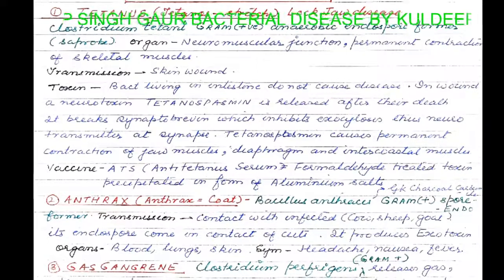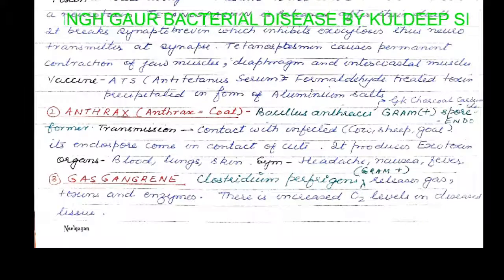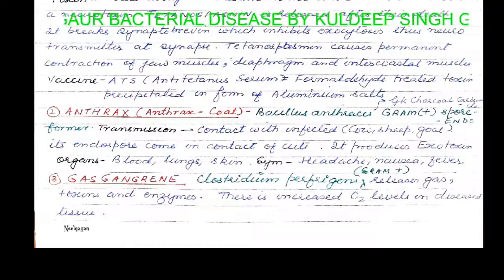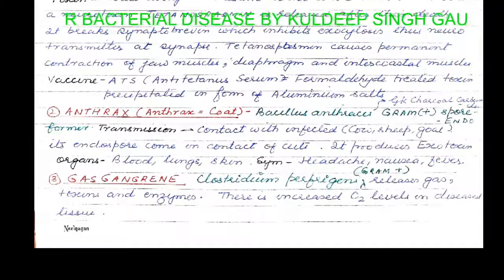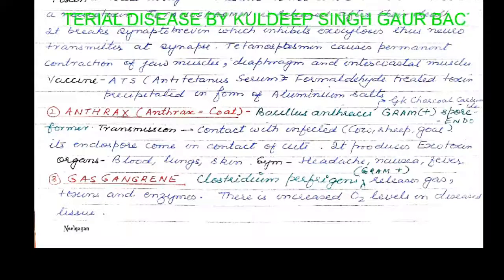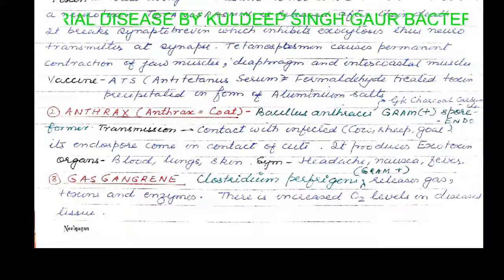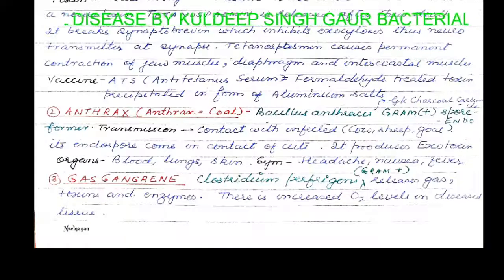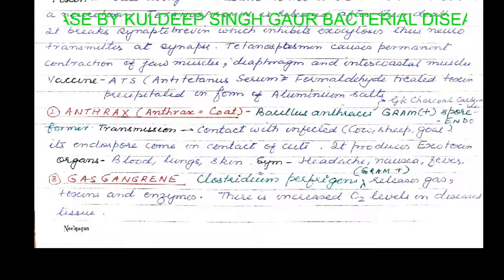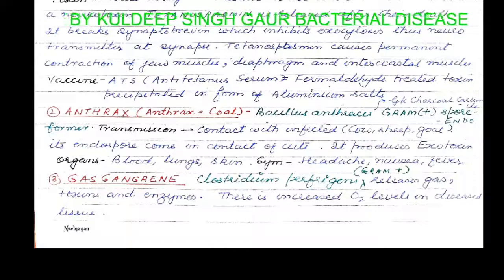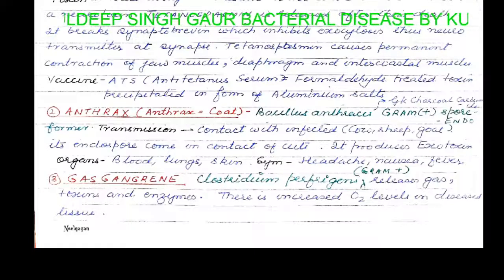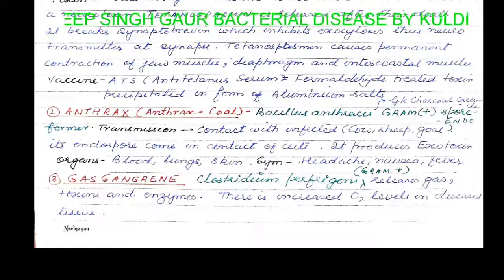Another soil-borne disease is anthrax. Anthrax means coal. It is caused by Bacillus anthracis, which is a gram-positive spore-forming bacteria. Transmission happens by infected cow, sheep and goat. The bacteria produce exotoxin, and the organs which are affected by this bacteria are lungs, skin, blood, and the symptoms involve headache, nausea, and fever.